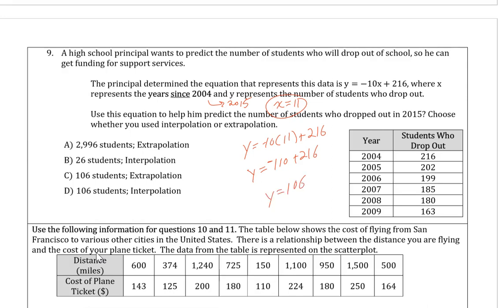Now, we didn't have a graph for this, so this is extrapolation, right? Because it's off the table. We're predicting into the future. So we would want choice C.